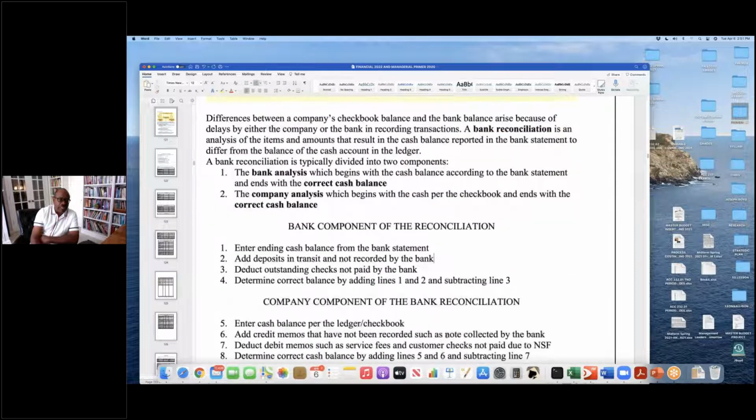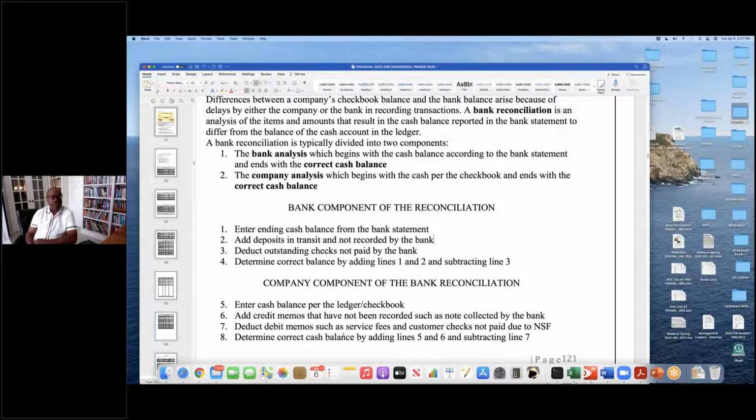For the company, we're going to enter the cash book balance in the ledger. We're going to add credit memos that have not been recorded by us, so interest income, notes collected by the bank. We're going to deduct debit memos such as service fees, customer checks not paid. So we got two reconciliations, the bank reconciliation and the company reconciliation, and they've got to be the same thing.